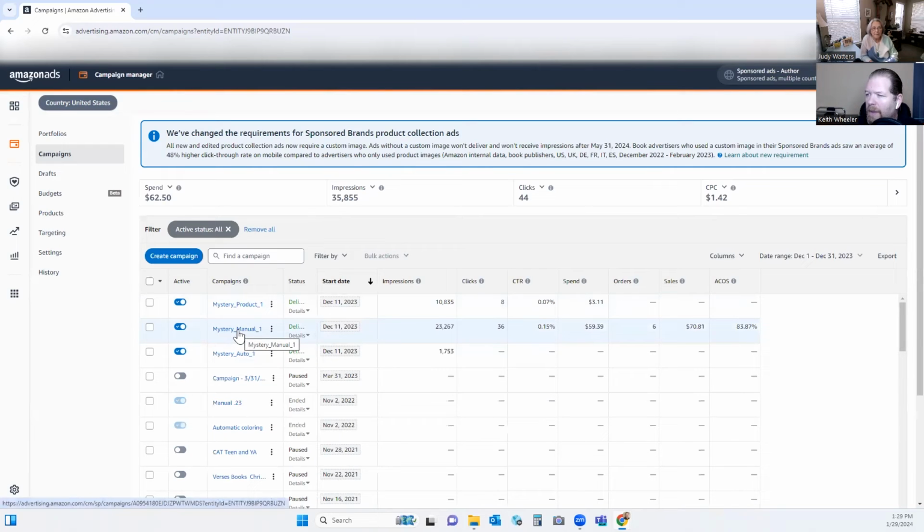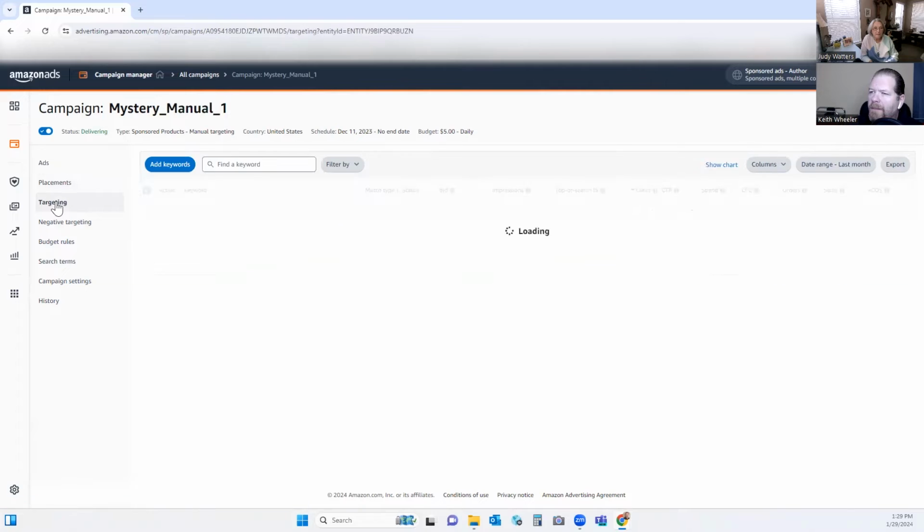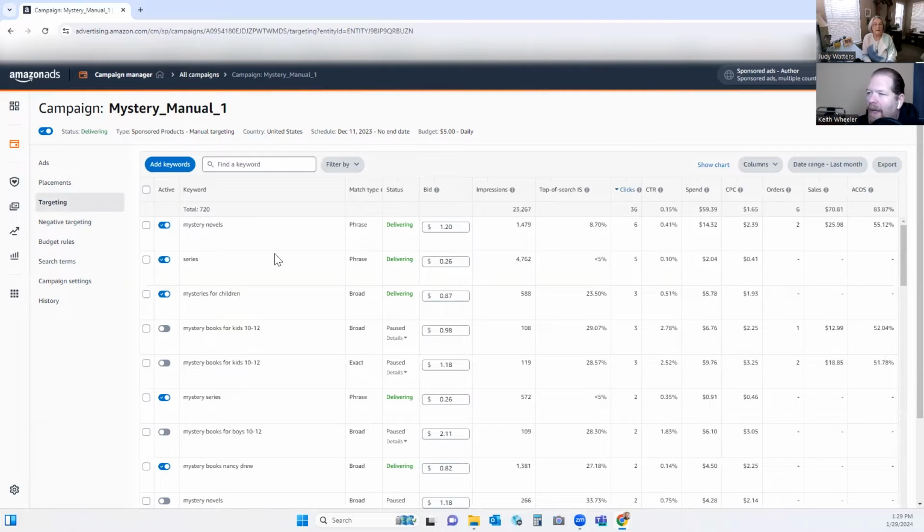So we're going to go to this manual one. All right, and we're going to click on targeting. And this is the one where we have the most amount of data, so that's why I wanted to leave this for last. We've got our impressions, we've got our clicks. It's already sorted by clicks, so this is the one that has the most clicks. This is also the one that's gotten 2 sales.